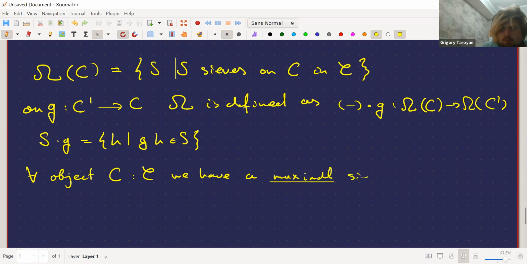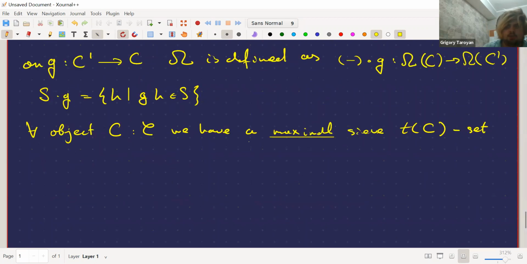We have a maximal sieve, which is denoted by T of C. The notation is explained by the fact that later we will see that those are in some sense truth values. So T for truth. So this is just a set. Recall that our category is small. The set of all arrows going to C.